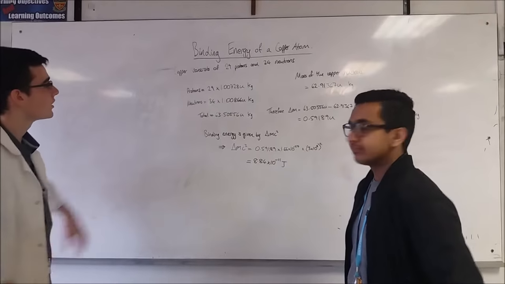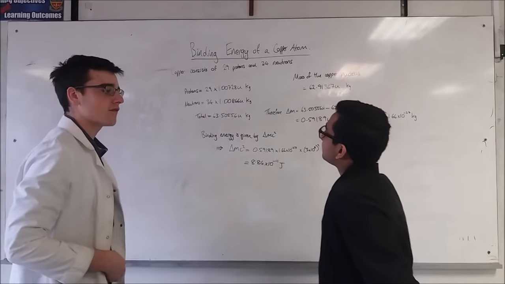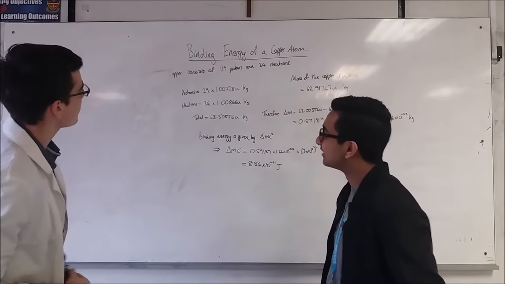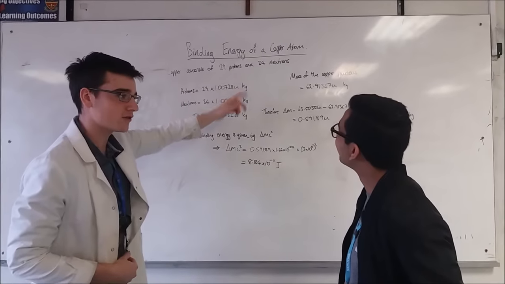Right. So, Azeem? Our typical fission reaction. So, Azeem, let's calculate the binding energy of a copper atom. So a copper atom consists of 29 protons and 34 neutrons.